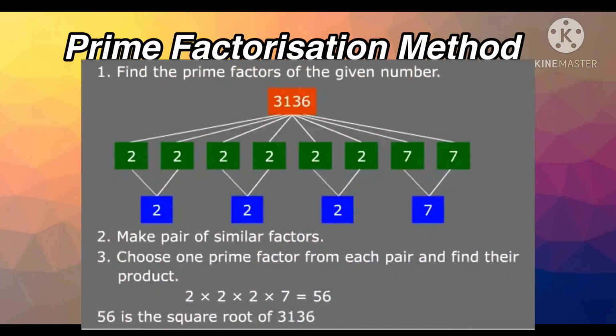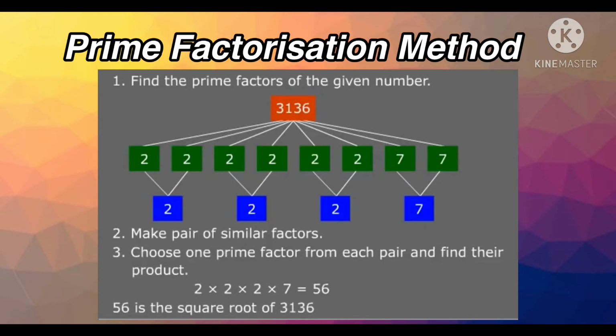And now let's discuss the prime factorization method. As the name suggests, we find the prime factors of the given number. Now let's understand this method with the help of an example. Find the square root of the number 3136. The prime factors of this number are 2 times 2 times 2 times 2 times 2 times 2 times 7 times 7.